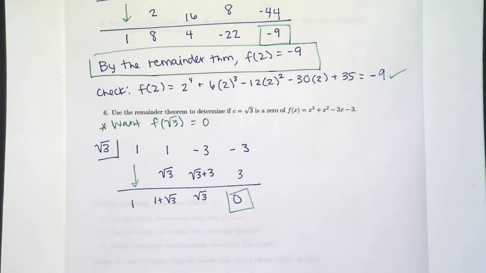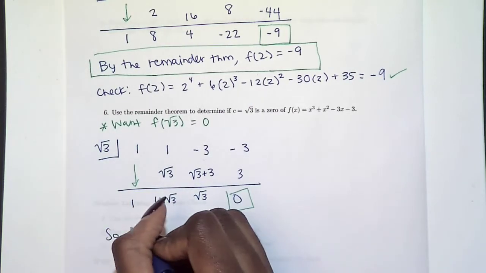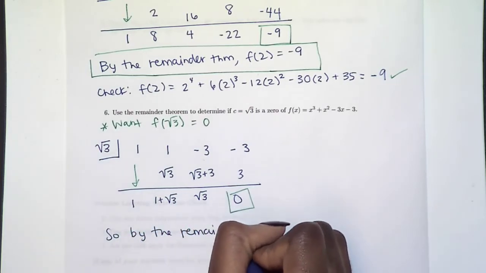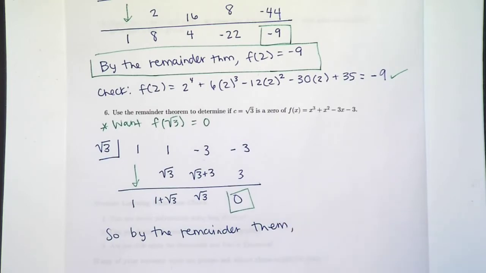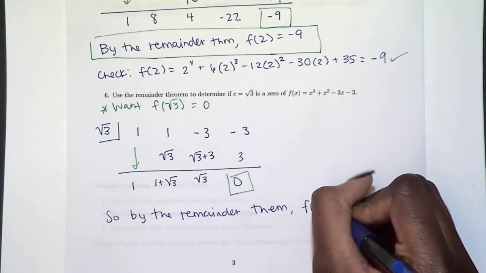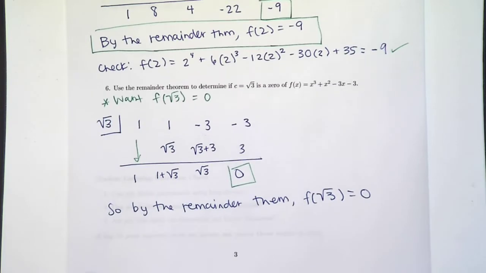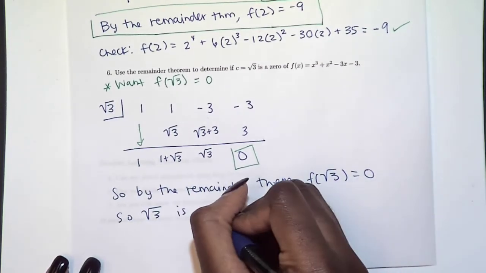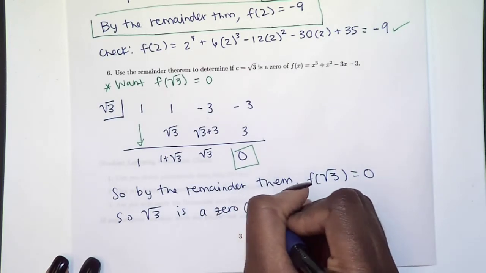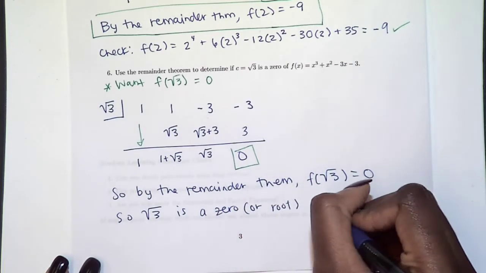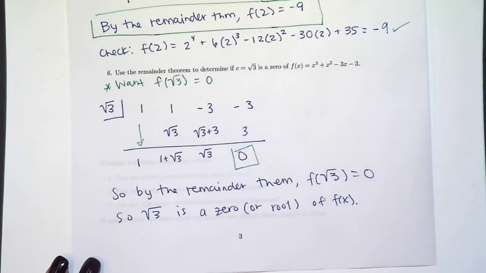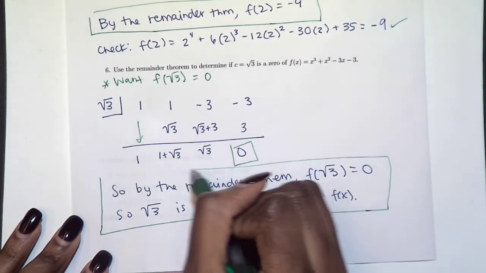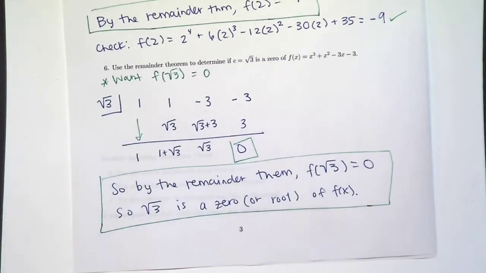So that tells us by the remainder theorem, we got exactly what we wanted. F of root 3 is 0. So root 3 is a 0, or we could call it a root of our function. So we can use it to verify that our zeros are correct.